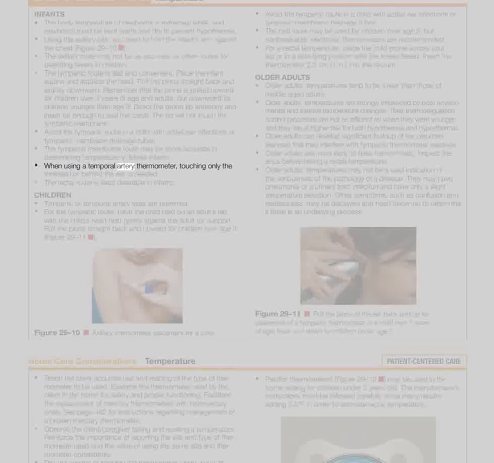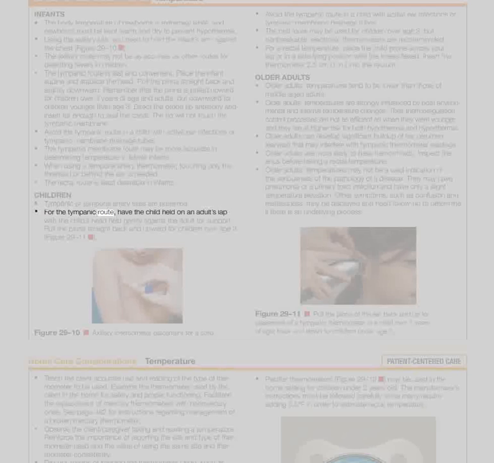When using a temporal artery thermometer, touching only the forehead or behind the ear is needed. The rectal route is least desirable in infants. For children, tympanic or temporal artery sites are preferred.